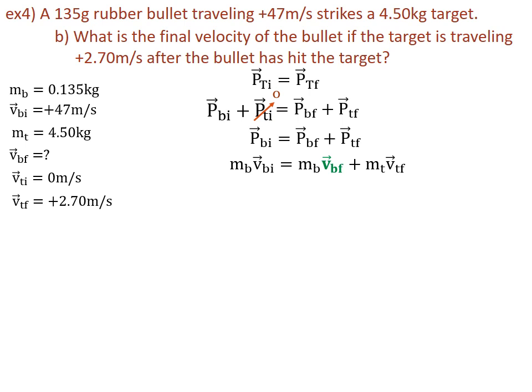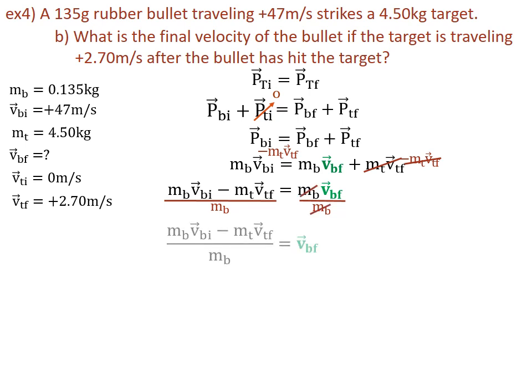I'm looking for velocity of the bullet at the end. So first I will subtract M_T V_TF from both sides. And now I have M_B V_BI minus M_T V_TF equals M_B V_BF. And to get V_BF by itself, I will now divide both sides by M_B. So M_B on the right-hand side will factor out, and velocity bullet final will have been isolated.